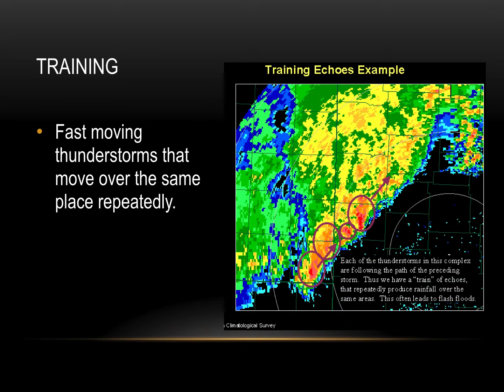Flash floods can also occur due to training. Training is when flooding can occur when thunderstorms move quickly but keep passing over the same area over and over again. In this image, the thunderstorms are circled in dark red, and you can see that there are a series of thunderstorms that follow a path, like a train, that result in repeated heavy rainfall over the same areas over and over.